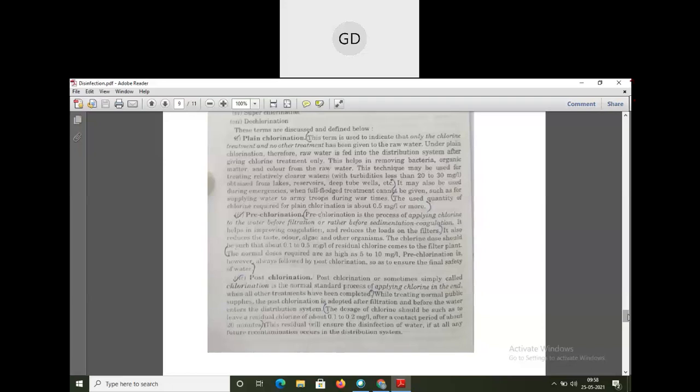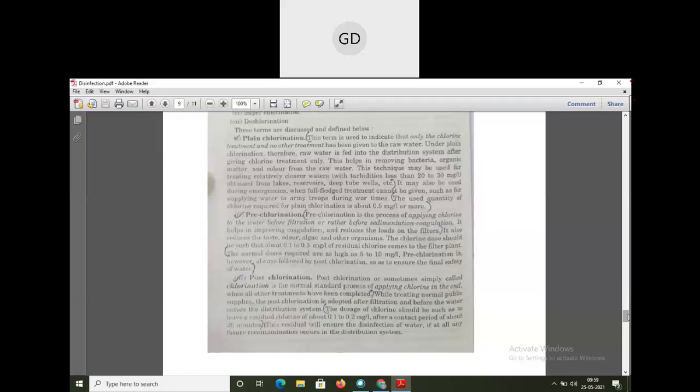This pre-chlorination is always followed by post-chlorination. That means if you do pre-chlorination, then you have to do post-chlorination also. If you only do pre-chlorination, there might not be the safety of water, but if you do post-chlorination also, then you can say the water is finally safe, you can drink it.